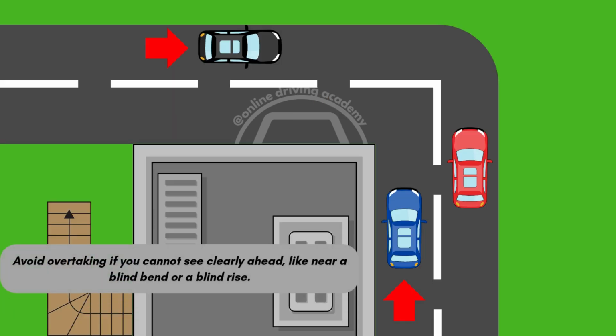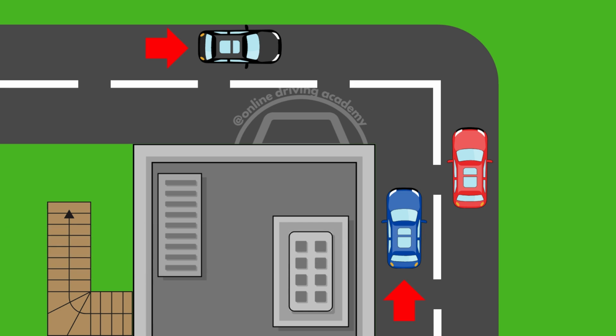So avoid overtaking if you cannot see clearly ahead, like near a blind bend or a blind rise. Now, if you can't see what's coming, don't even try to overtake, because a hidden car could just suddenly appear and that is going to cause an accident. Now, as you can see in the diagram, the red vehicle is going to be overtaking the blue vehicle while approaching a blind turn. Now, the red vehicle is not going to be able to see that there is a black vehicle that's approaching, and that's going to lead to a terrible head-on accident.